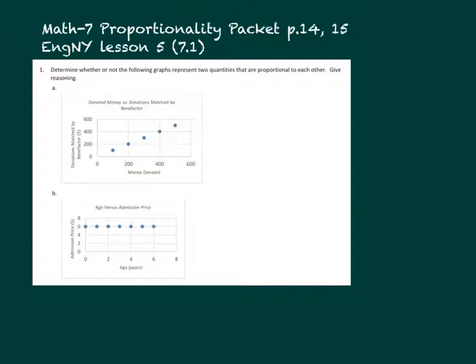In order for you to determine whether two graphs are proportional to each other, there are two questions that you need to ask yourself. The first question is, do the points lie on a straight line? If you look at graph A, it looks like a straight line, but at home, when you have a ruler, place the ruler on the points to see if all the points lie on a straight line.